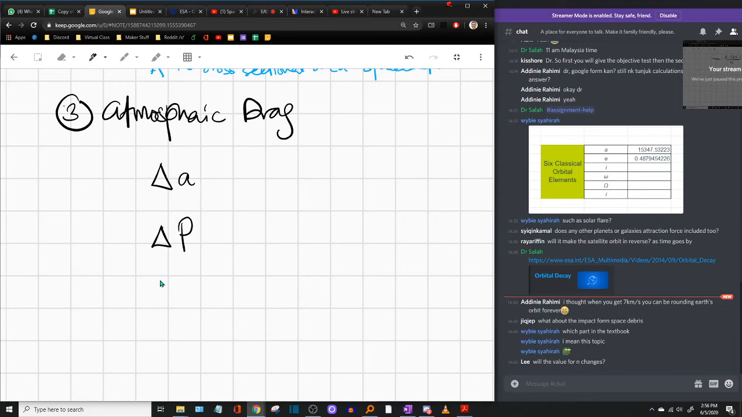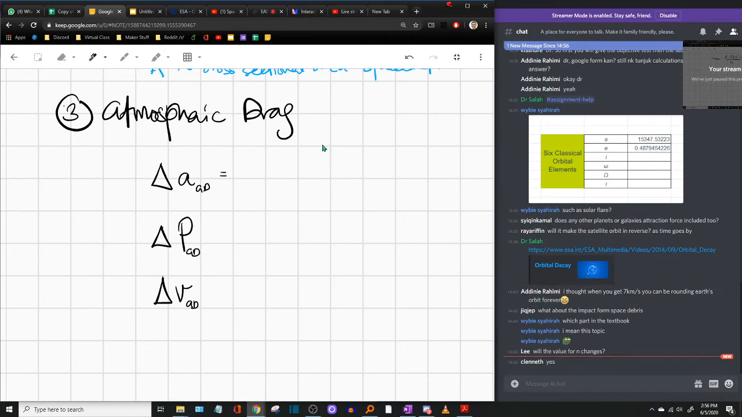It will also change our velocity a bit. Okay, so this is due to atmospheric drag. I'm just going to do AD here, atmospheric drag. As you know, have you taken aerodynamics? Yeah, so you are familiar with the coefficient of drag. Whenever we are discussing drag, there's always a coefficient of drag involved.